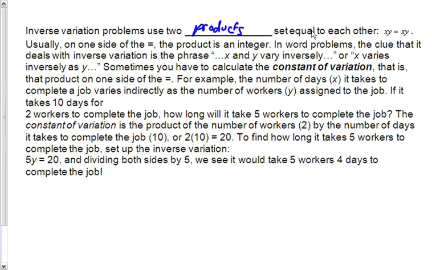For example, the number of days it takes to complete a job varies inversely as the number of workers assigned to the job. AKA, as you have more workers, it takes fewer days. If it takes 2 days for 10 workers to complete the job, how long will it take 5 workers? Well, the constant of variation is the product of the number of workers and the number of days it takes. So 2 times 10, which is 20. It's always going to equal that wonderful unit. If you take those two things, it's always going to give you 20.